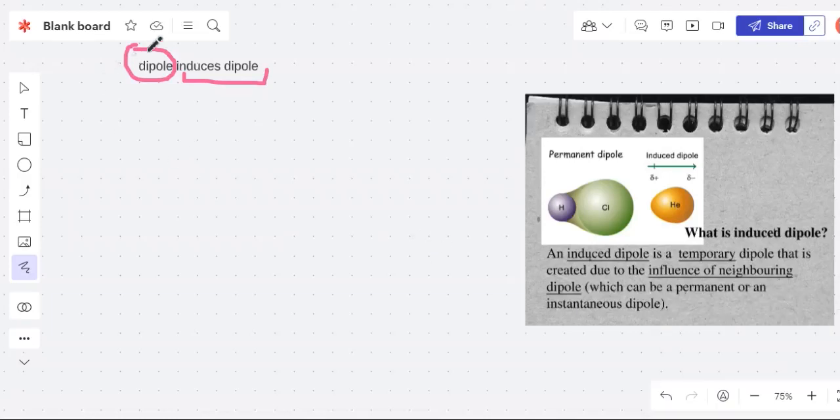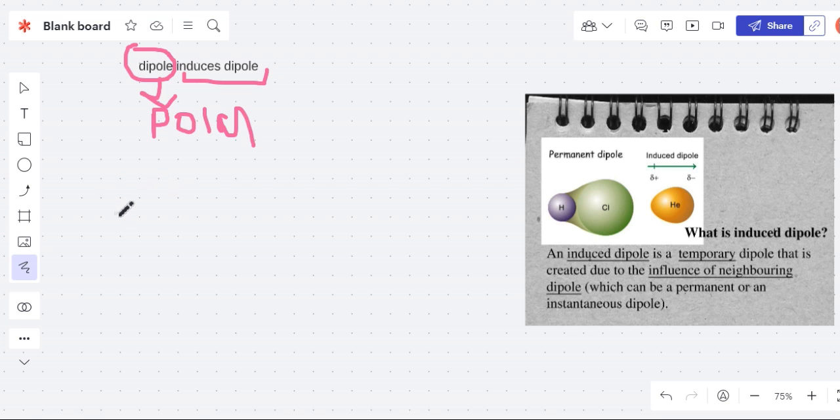Okay, so now I'm going to talk about dipole-induced dipole. Dipole means polar in nature, which means it has charges, and induced dipole means it's non-polar. It has been made a dipole, an induced dipole, just because of this dipole molecule, right? Let's take an example of this dipole-induced dipole.